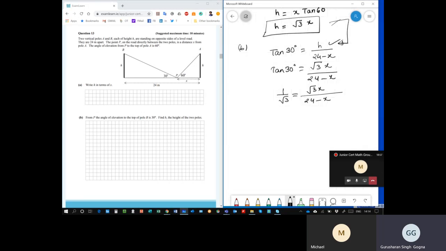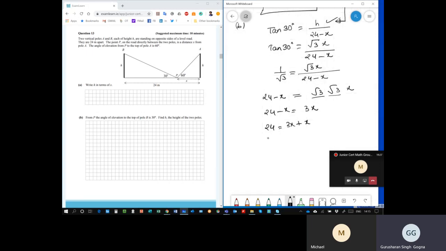And now all you need to do is simplify. So how will you simplify two fractions, one on the left and one on the right? You do cross multiplication. So 1 multiplied by 24 minus x will give you the same thing, and root 3 times root 3x. What is root 3 multiplied by root 3? It's 3. So you got 3x here. So 24 equal to 3x plus x. So I'm moving x to the other side, and therefore it will give you 3x plus x, 4x. So 24 divided by 4 is 6. So we got x equal to 6 meter.